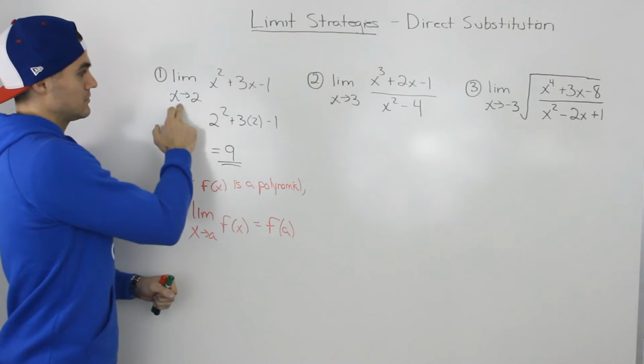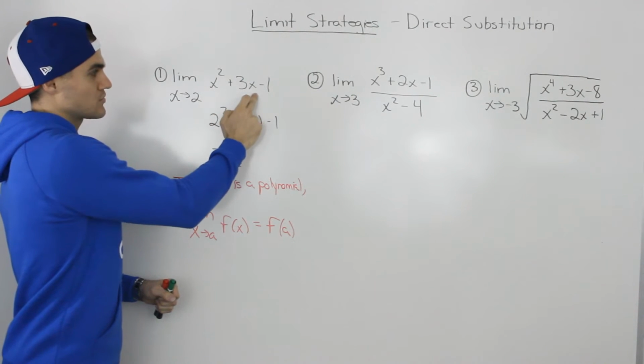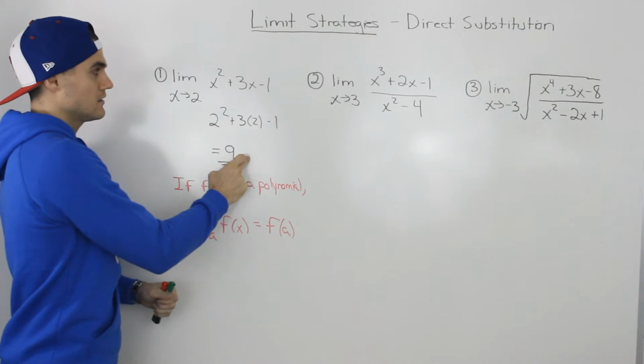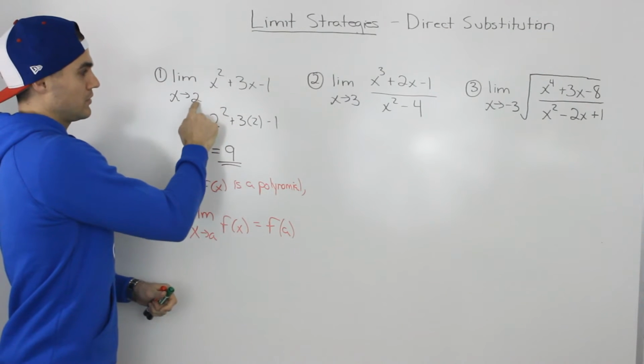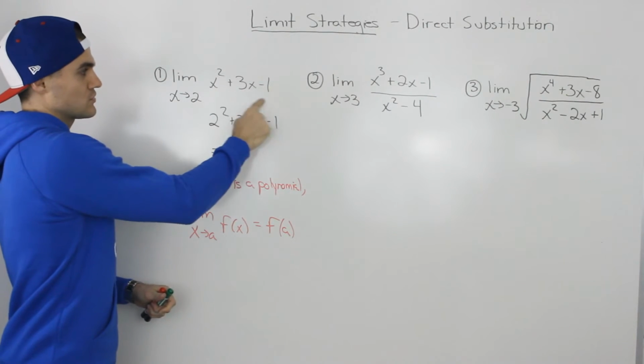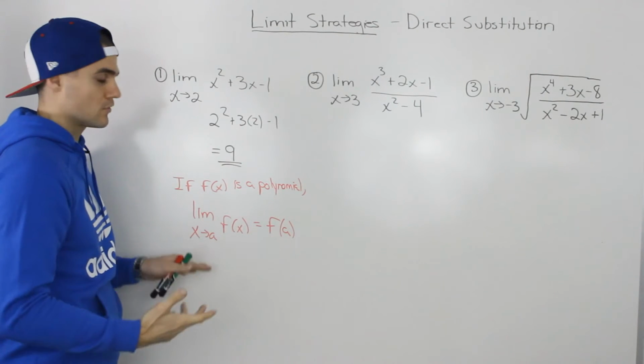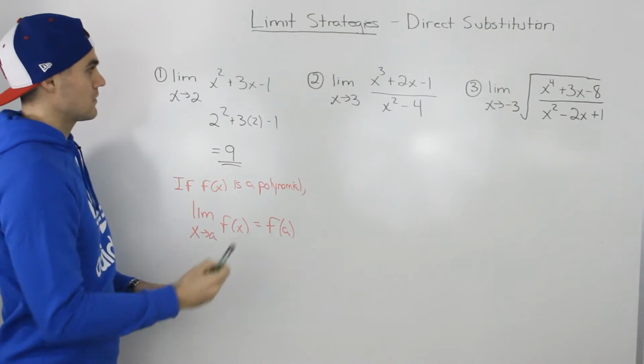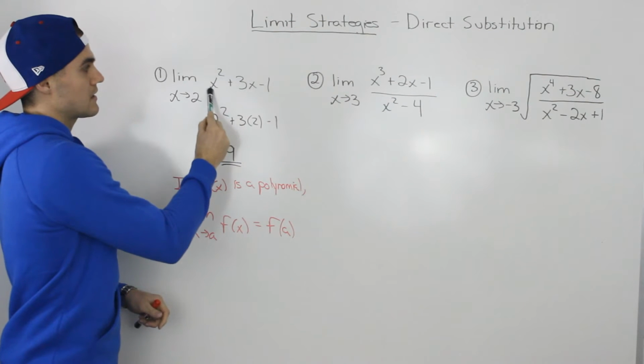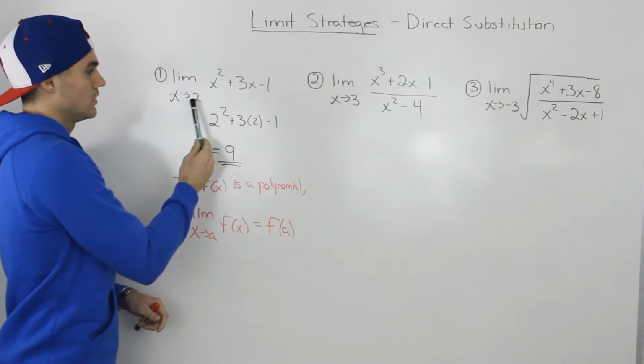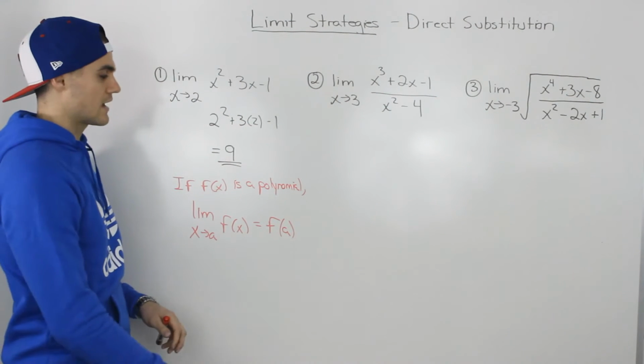So in this case, the limit as x approaches 2 of x squared plus 3x minus 1 is equal to 9. And if we plug in 2 for x, or f of 2, it's also equal to 9. So both of those are the same. So just remember that whenever you have a function that's a polynomial, you can just directly substitute that x value.